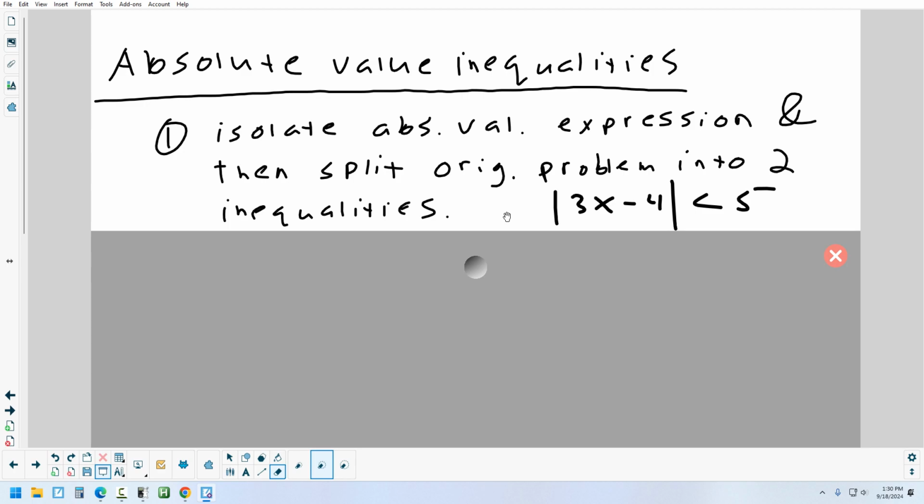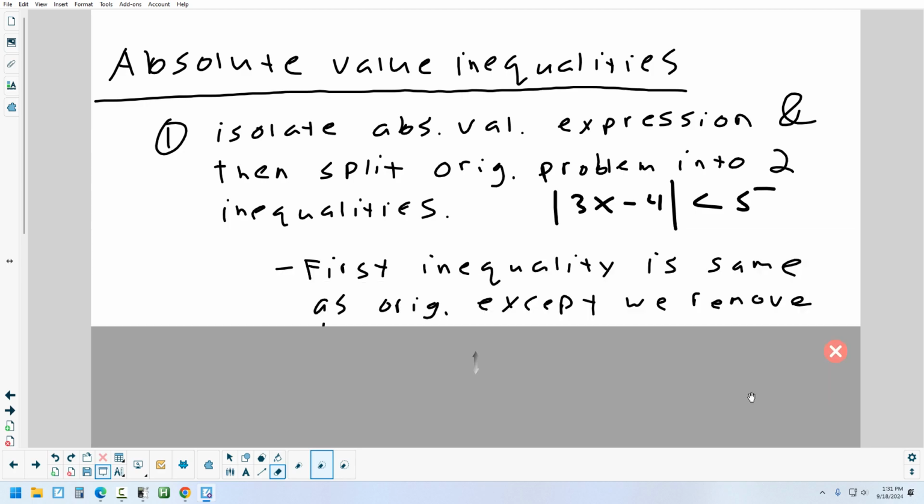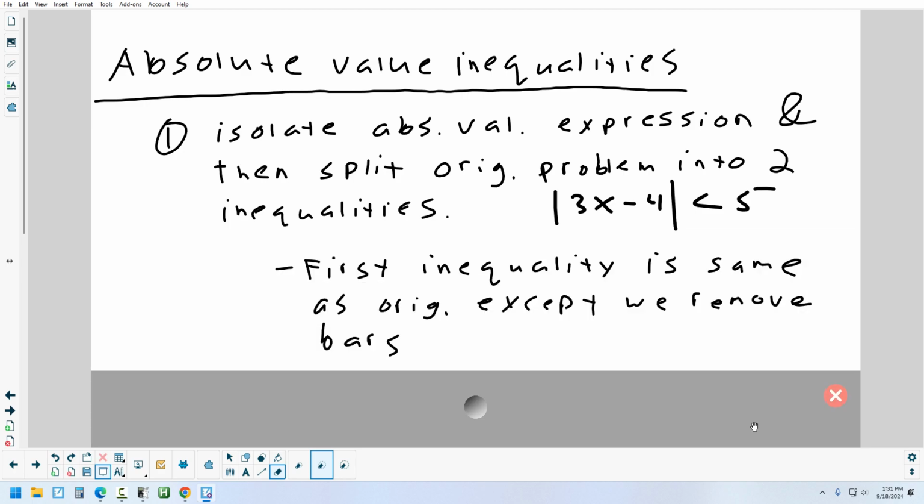Okay, so we'll talk about that, but what about the first one? The first one was just take what they give you and do one thing to it. Take the bars away. Just take the bars away. Don't change anything else. 3x minus 4 is less than 5. So the first one, that's the simple one, right? Just take the bars away.